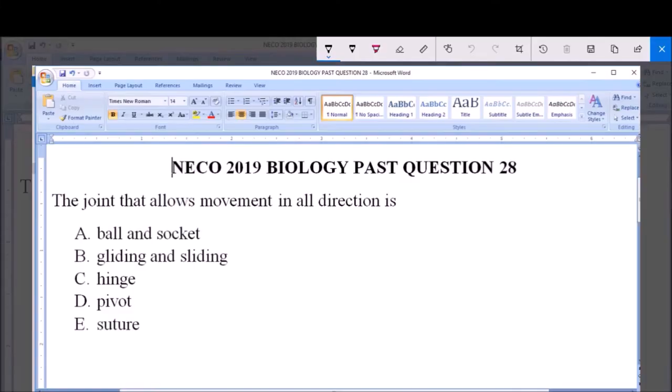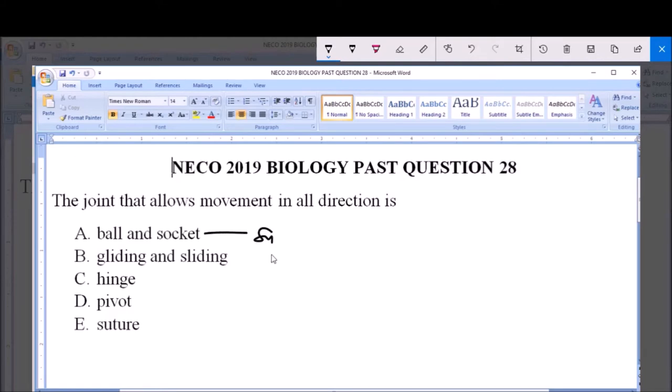And welcome. I will be answering NECO 2019 biology past question 28. The joint that allows movement in all direction is A. Ball and socket joint, B. Gliding and sliding joint, C. Hinge joint, D. Pivot, and E. Suture joint. Now the ball and socket joint is actually a type of joint.